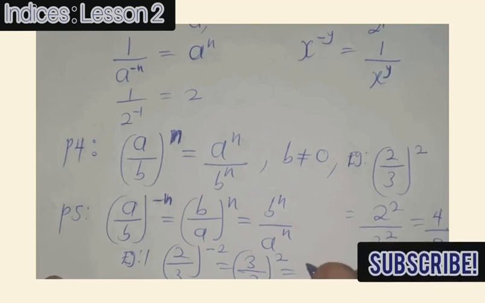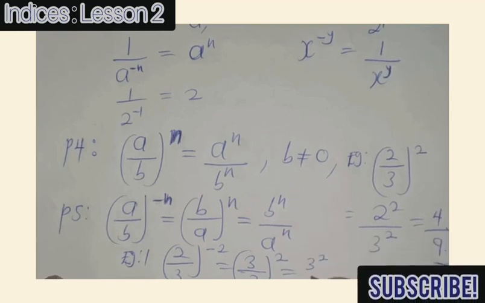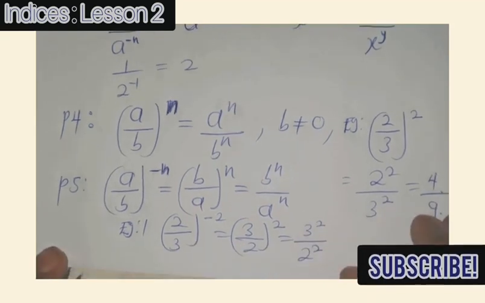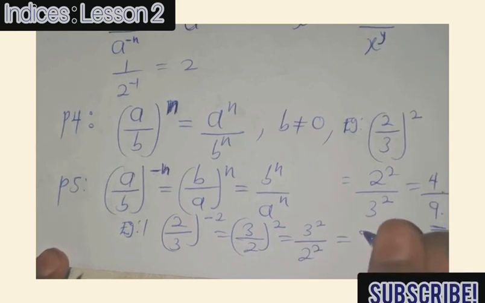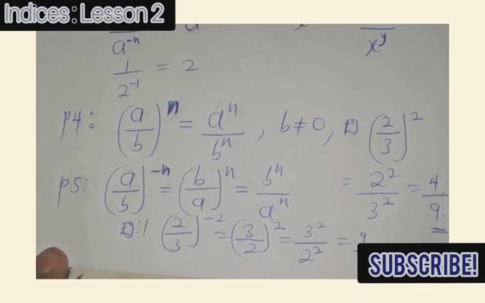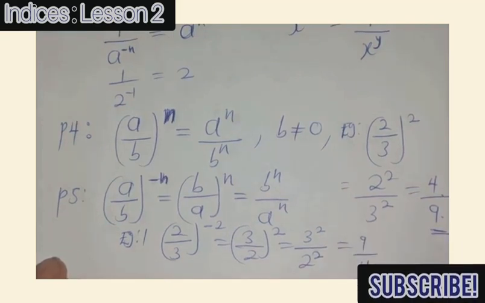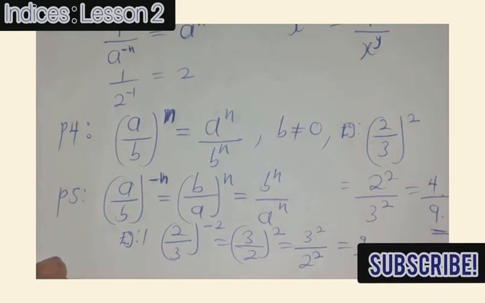Then I can apply my fourth property, which says I need to raise the 3 to the power, then raise the 2 to the same power. So I'm going to get 9 divided by 4. Then I'm good to go. So that is property 5 for you.